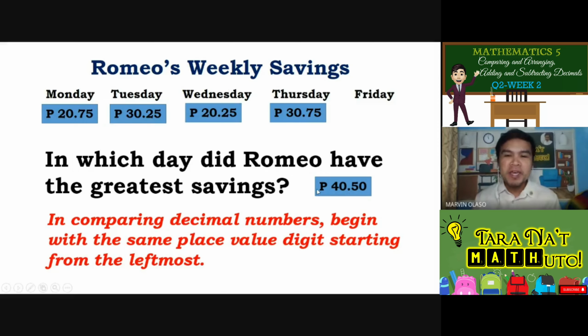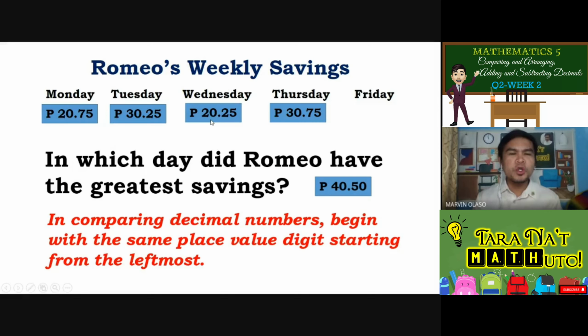So it's 40 pesos and 50 centavos. So what if all of the numbers have the same whole numbers? Ano yung susunod na titingnan mong value? It's the tenths. Okay. For example, the savings on Monday and Wednesday, they have the same whole number.